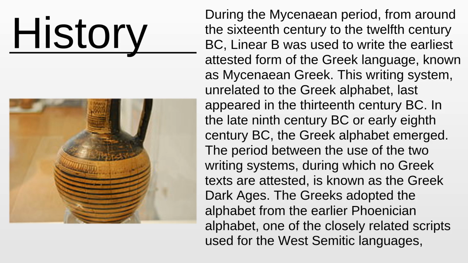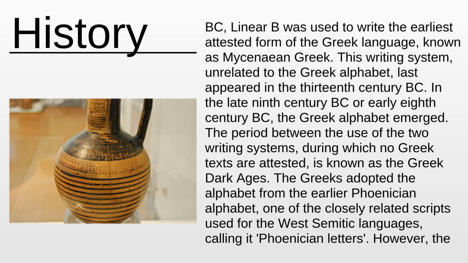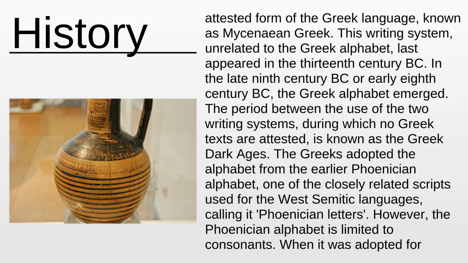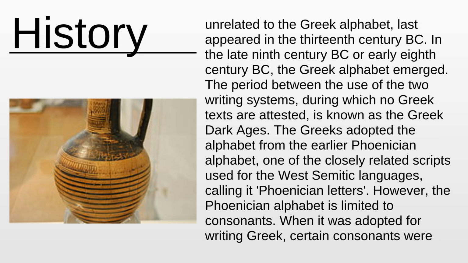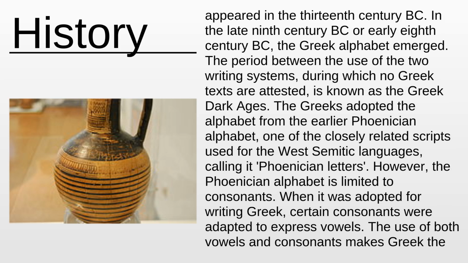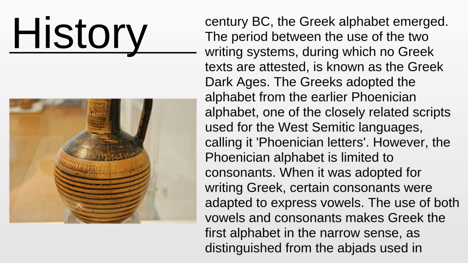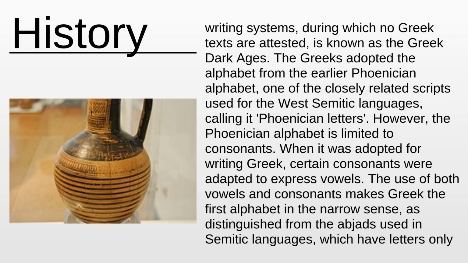During the Mycenaean period, from around the 16th century to the 12th century BC, Linear B was used to write the earliest attested form of the Greek language, known as Mycenaean Greek. This writing system, unrelated to the Greek alphabet, last appeared in the 13th century BC. In the late 9th century BC or early 8th century BC, the Greek alphabet emerged. The period between the use of the two writing systems, during which no Greek texts are attested, is known as the Greek Dark Ages.